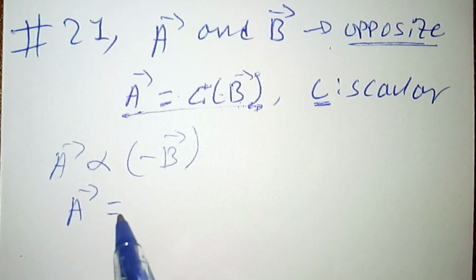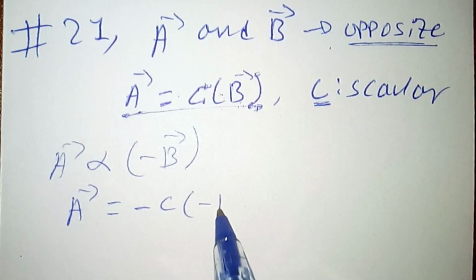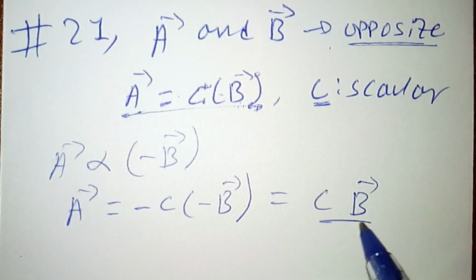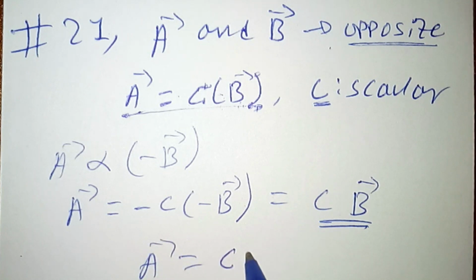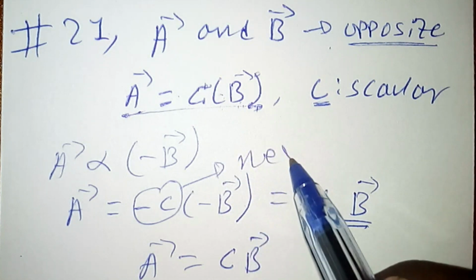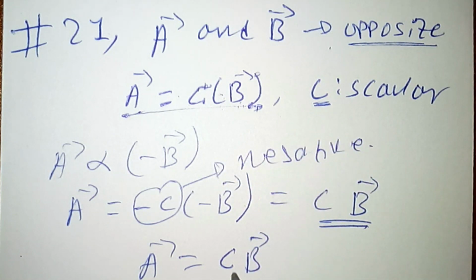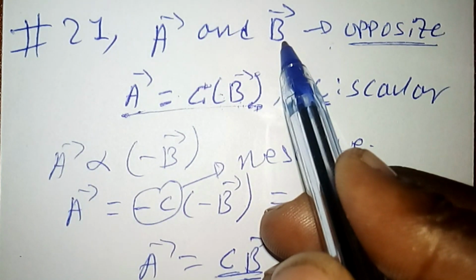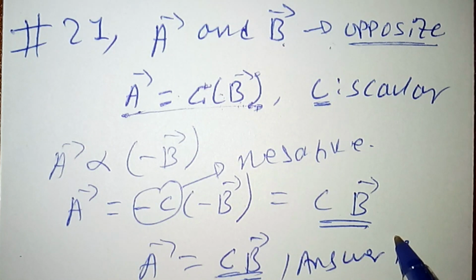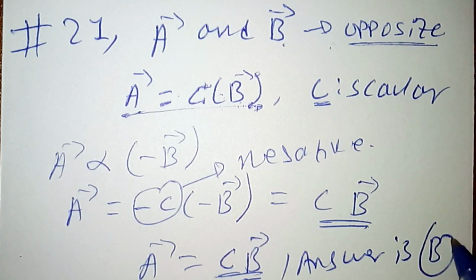So I can say A is equal to minus C times the minus of B, which gives me C times B. So vector A is some constant times B, so C must be a negative number. We can conclude that C must be negative to get A equal to C times B if A and B have opposite directions. So the answer among the given alternatives is C, a negative number.